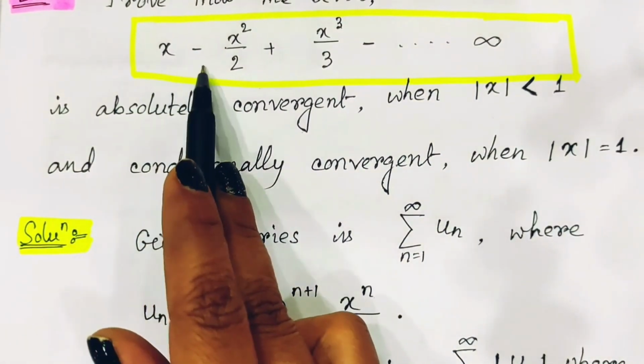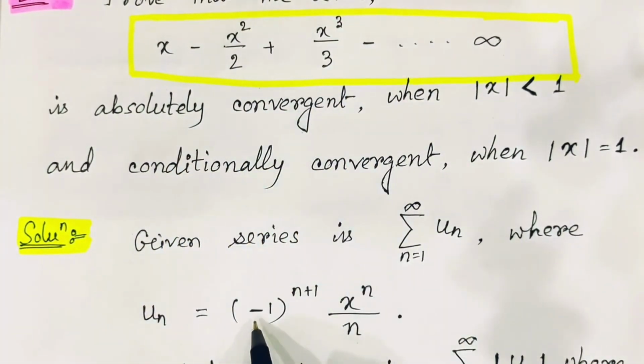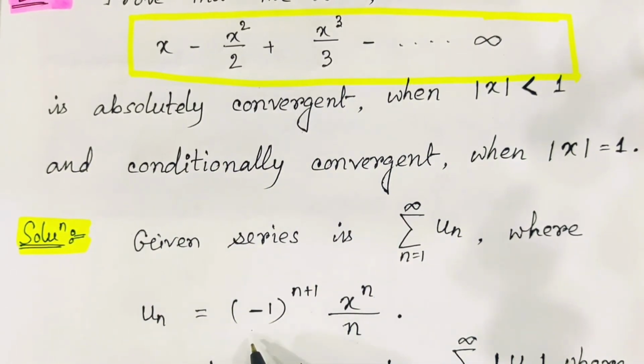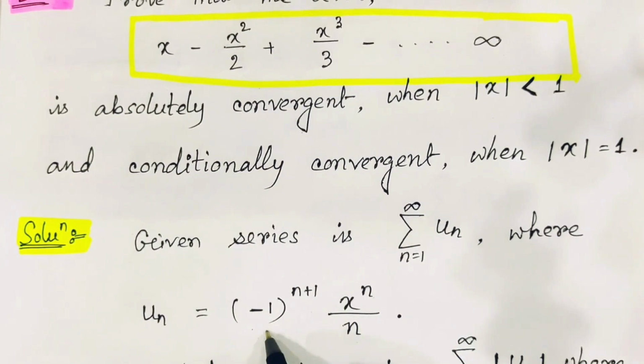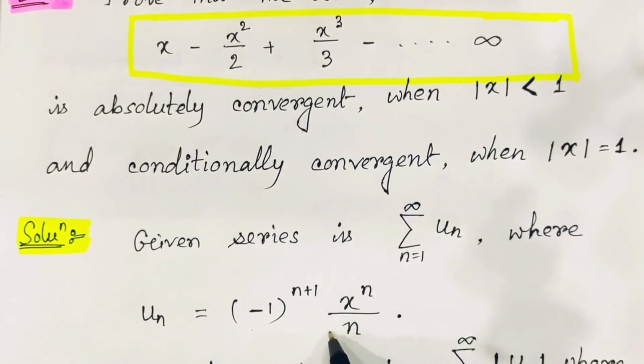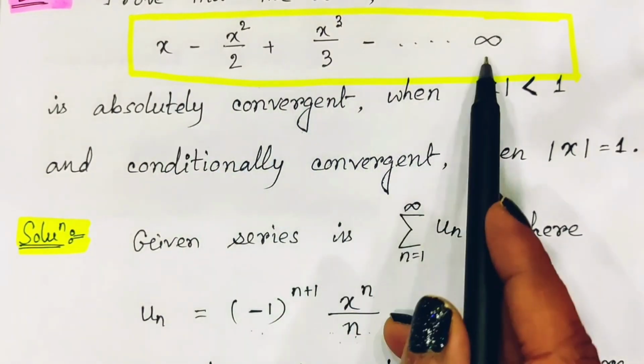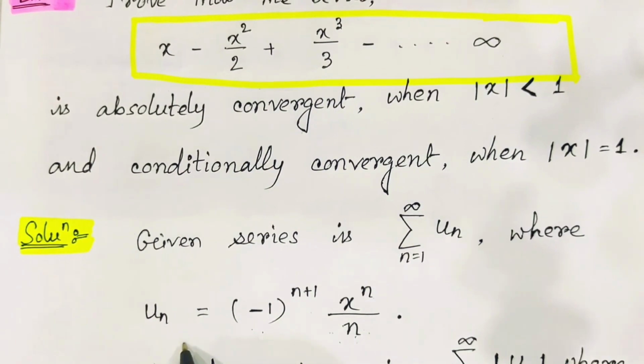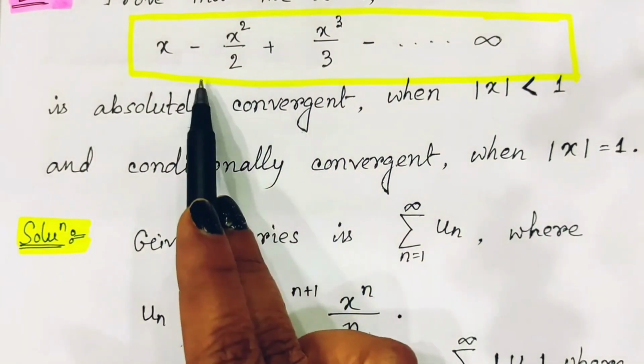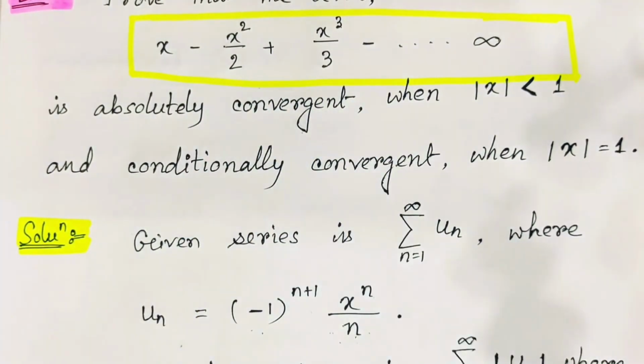Now to adjust these positive and negative terms, we should consider (-1) to the power n plus 1. If we substitute n equals 1, we find the value is x. When we substitute 2, we find minus x squared by 2. When n equals 3, we find plus x cubed by 3, and in this way we will find the entire series.